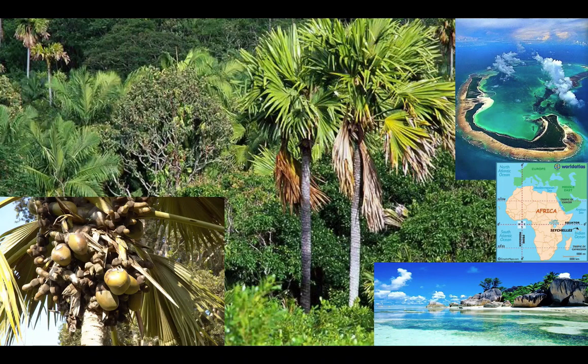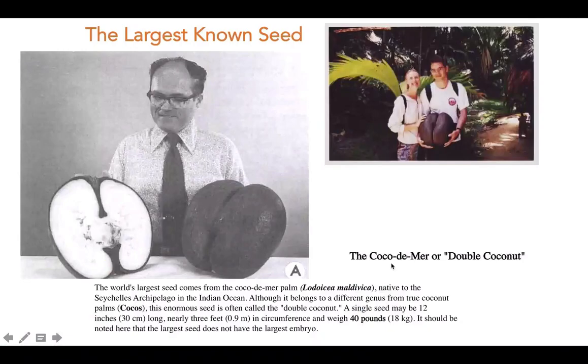If we want to find the largest seed on the planet, you actually have to go to the Seychelles Islands. It's a group of islands off the coast of Africa and Madagascar. Beautiful location. And within this endemic species of palm of the Seychelles, you'll find the largest seed in the world. It's called the Coco de Mer, or the double coconut. It's a palm, but it's actually not in the same genus as the coconut. It's in a completely different genus. But this seed can weigh as much as 40 pounds. So literally, if this thing fell out of the tree, it could kill you.